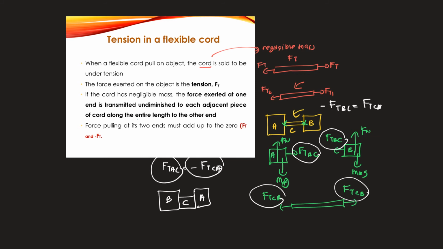But if there's no mass or negligible mass, the tensional force here and the tensional force on the other side are equal. So first thing first, when you see the questions, please double check whether the cord has a mass or doesn't have a mass. If the cord has a mass, you put it as if there's another object. If it has negligible mass, the tensional force is going to be equal for both sides.